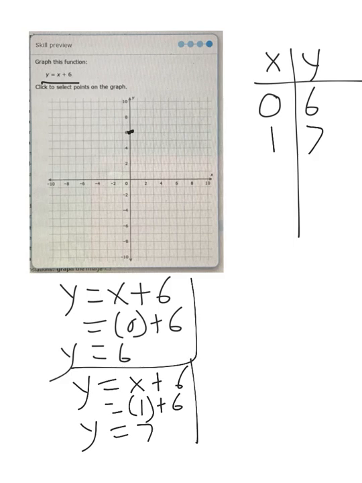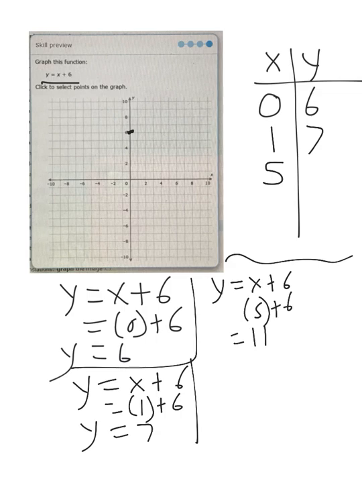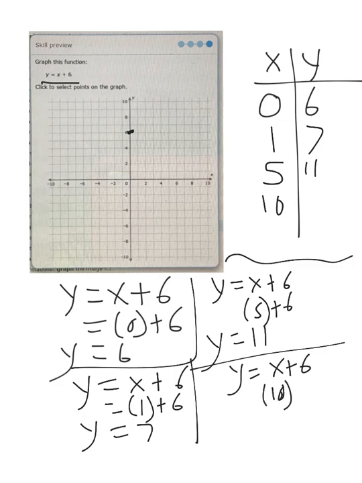You're probably starting to see that there's generally a pattern here. Let's jump. Let's do 5 this time. y equals x plus 6. When x is 5, y is 11. 5 plus 6 is 11. Let's do 10. y equals x plus 6. When x is 10, plus 6, y equals 16.